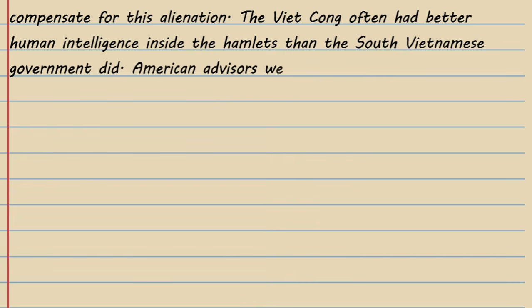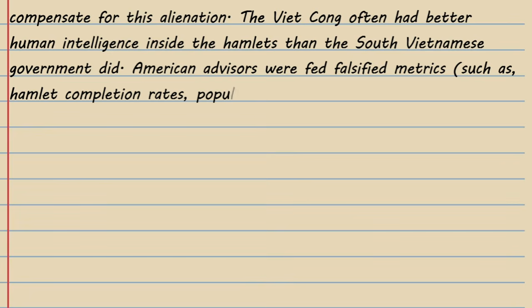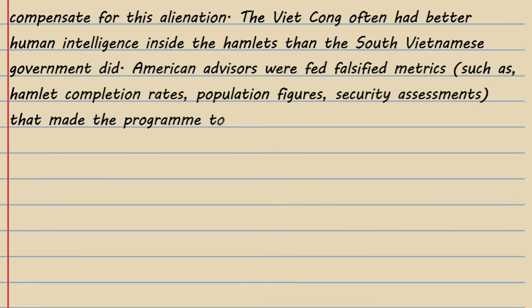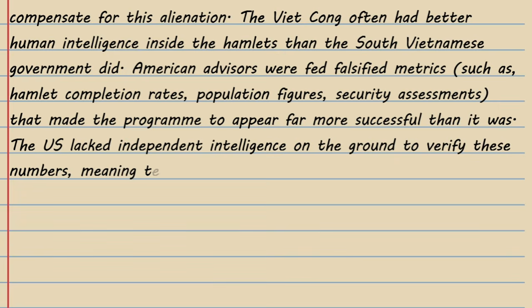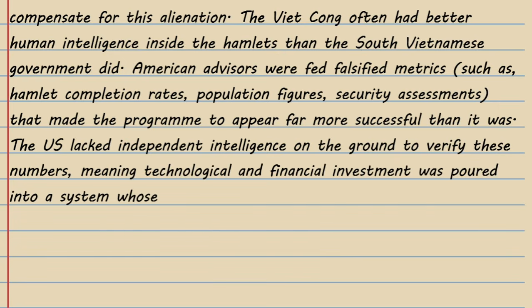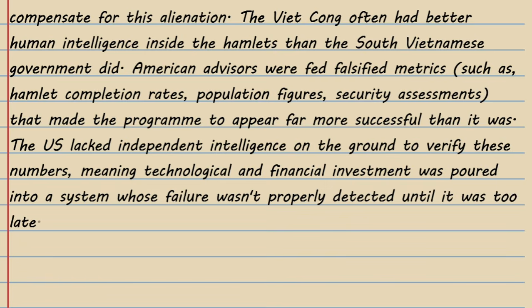American advisors were fed falsified metrics such as hamlet completion rates, population figures, and security assessments that made the program appear far more successful than it was. The United States lacked independent intelligence on the ground to verify these numbers, meaning technological and financial investment was poured into a system whose failure wasn't properly detected until it was too late.